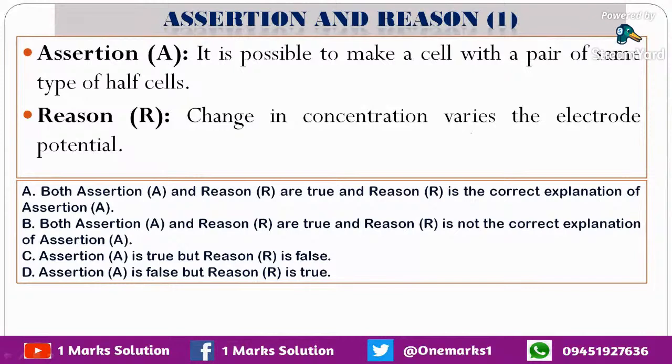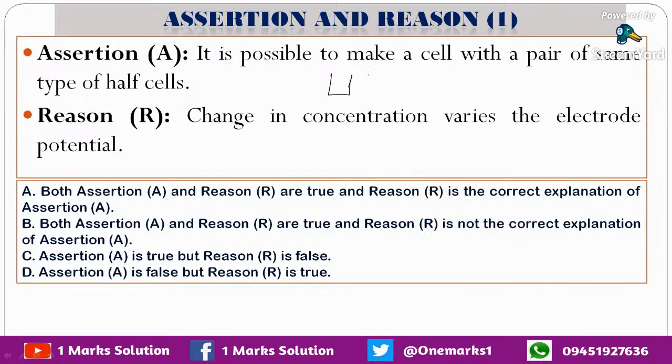Without wasting more time, let's begin with the assertion and reason questions. The first assertion that we have is: it is impossible to make a cell with a pair of same type of half cells. Now what are half cells?